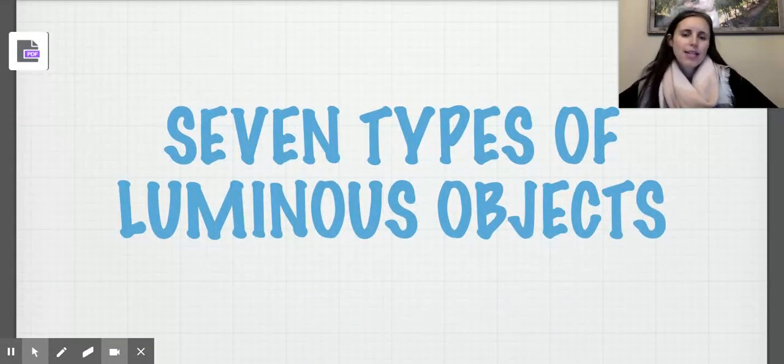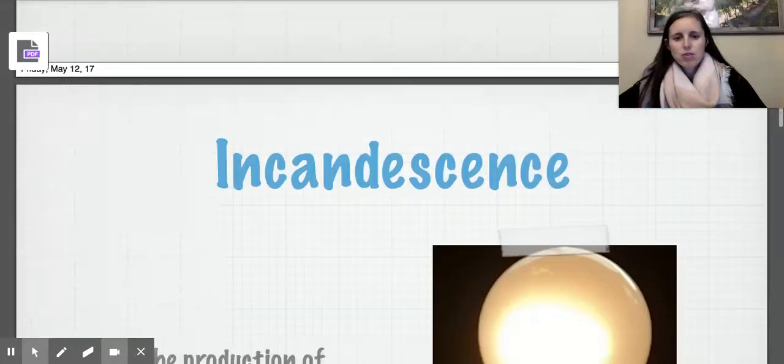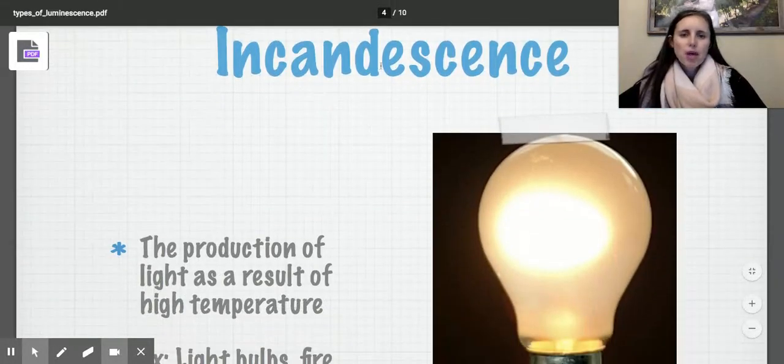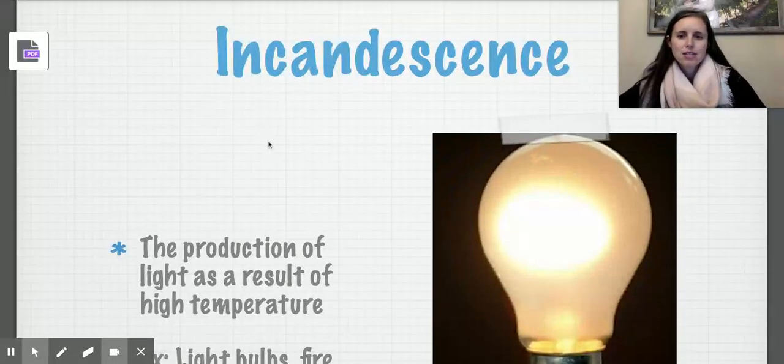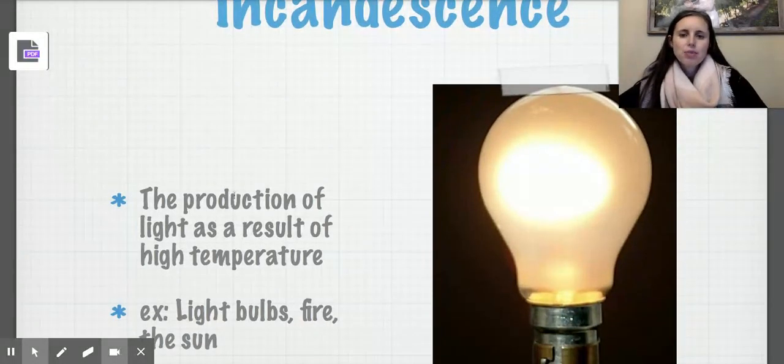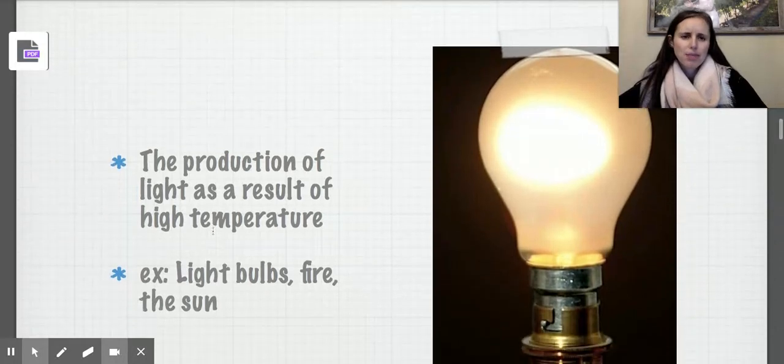We're going to take a look at 7 different types of luminous objects. So we talked about the sun, flashlight, light bulb. Each of them can be categorized differently based off of how they're able to produce their light. The first and probably the most popular that you have in your house is something called incandescence. Incandescence is the production of light as a result of high temperature.